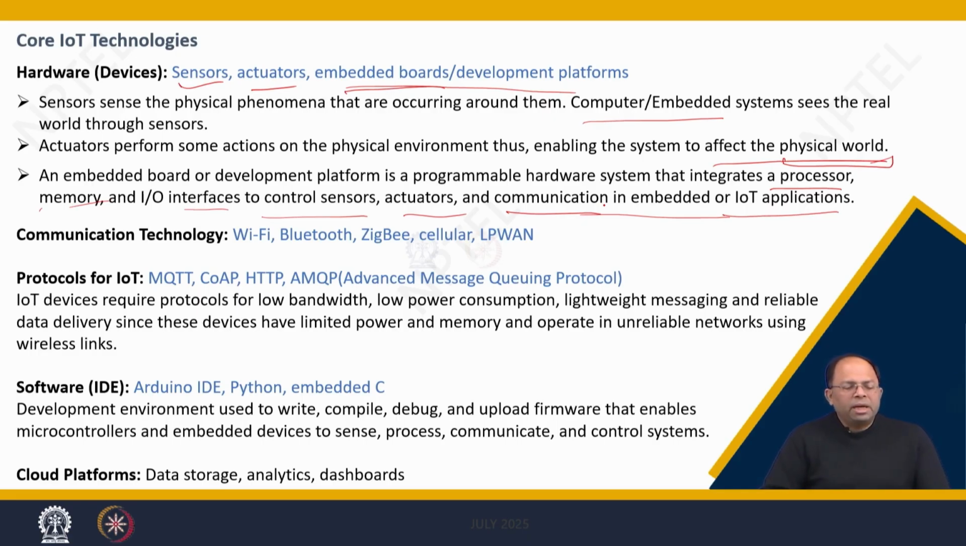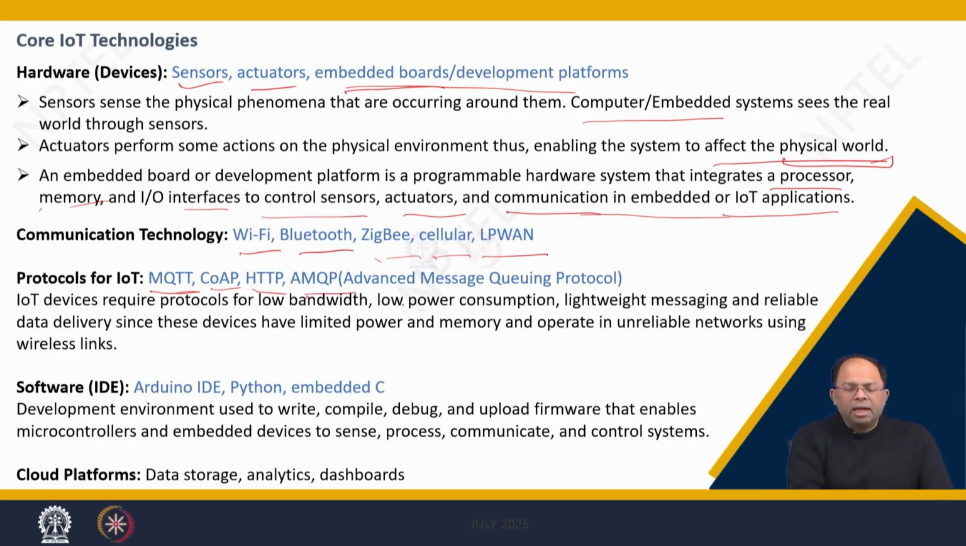Now, the second part is, of course, communication technology. We can use Wi-Fi, Bluetooth, Zigbee, cellular networks, LPWAN. All these systems could be utilized for communication. Then, what are the protocols for data transmission for IoT? There is the MQTT protocol, which is a very fast and very low bandwidth protocol. Then there is CoAP, then HTTP, AMQP.